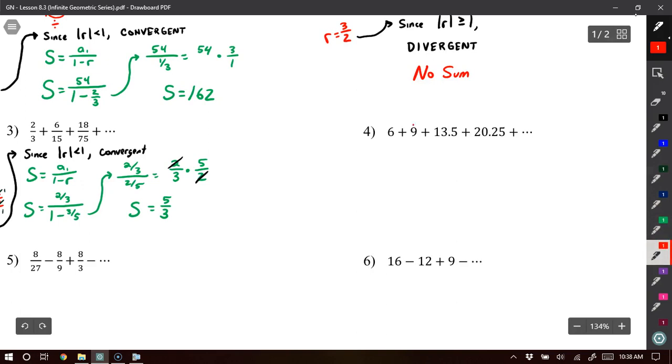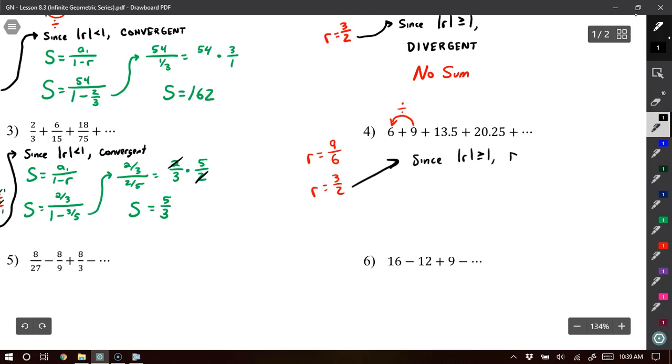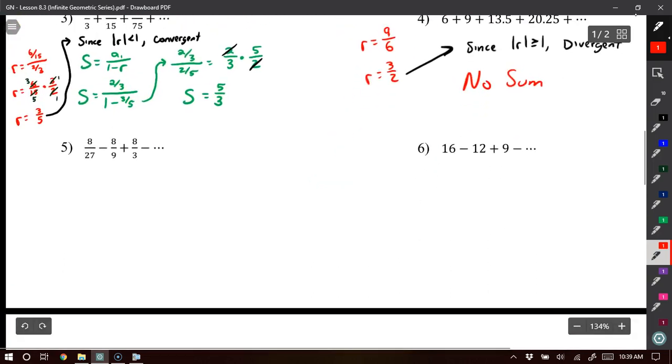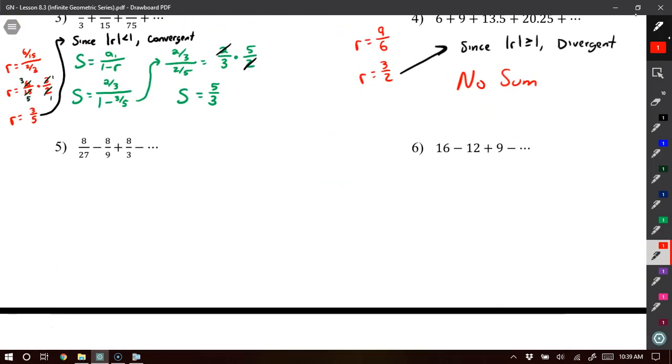So let's look at number 4. I'm going to take the second term and divide by the first term. So I'm going to take 9 over 6. Simplify that, that's 3 halves. Since the absolute value of that r, 3 halves, is greater than or equal to 1, this is a divergent infinite geometric series, which means there is no sum. Well, that was easy.